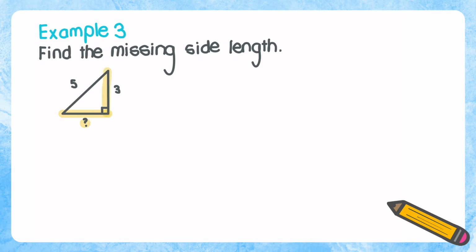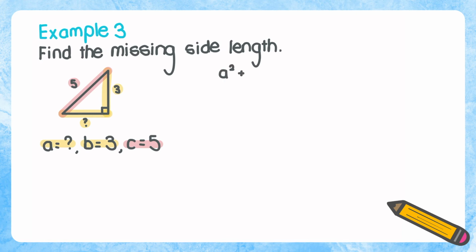Let's just set this as a, and we also have b equals 3. So again, we're not sure about the length of a, but we know that b equals 3. So these are the legs. And for this example, we're given the hypotenuse. So c equals 5. So we're going to use the Pythagorean theorem to find the length of a.